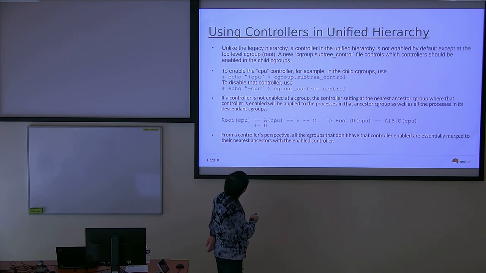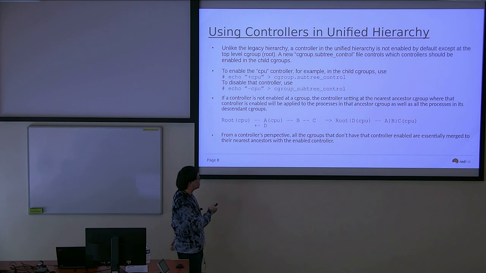In this particular case, B and C don't have CPU control enabled, so all the processes underneath B and C are grouped together with A and managed by the same controller setting in directory A. So it's as if the subdirectory doesn't exist at all for that particular controller. You can have other controllers enabled in B and C, and then the processes within B and C are managed by the settings defined by the control file in that directory. But if the controller isn't enabled, then you use the setting within the nearest ancestor as the control setting for the processes within the subdirectories underneath.